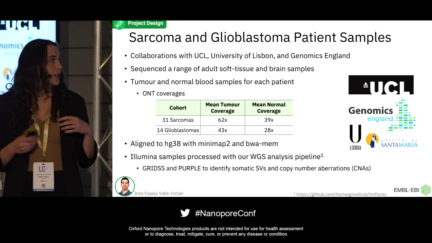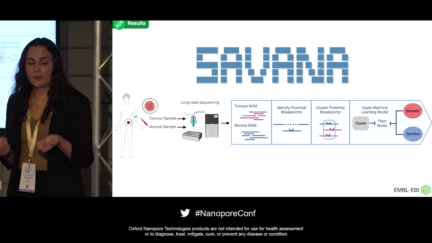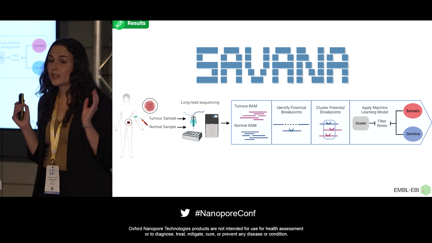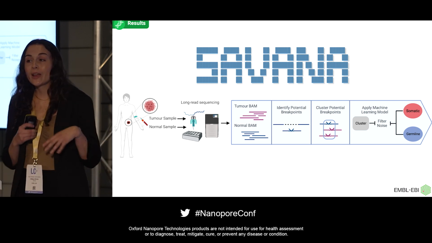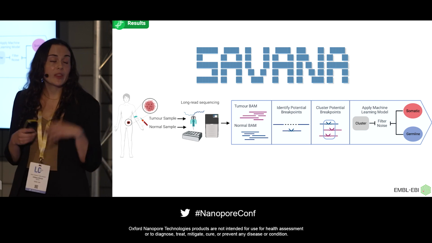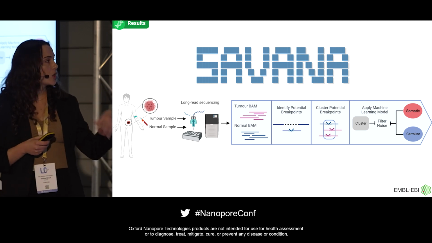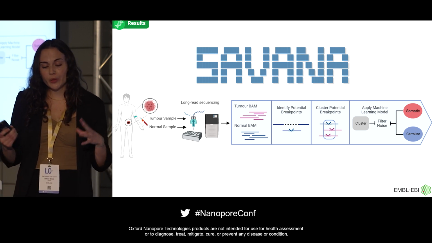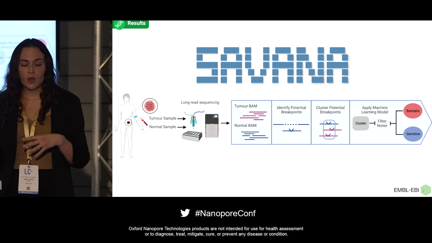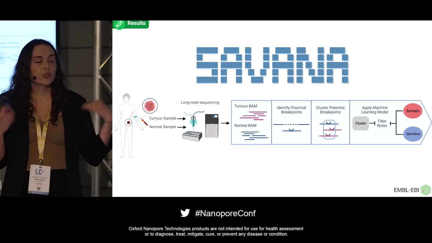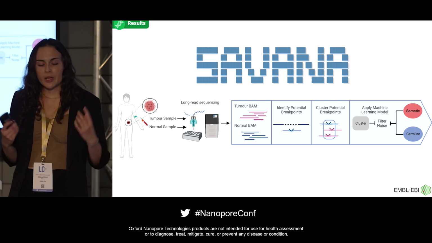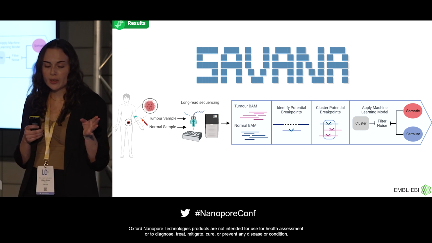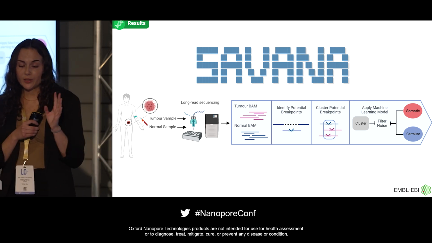So for my PhD project, I've been developing SAVANA, which is a somatic structural variant caller for long-read data. It's designed only for cancer samples, so it requires a tumor and a paired normal. And this would be a typical workflow of a project using SAVANA. So you take a tumor sample and a normal sample from the patient, perform long-read sequencing on each of those samples, align those samples to the genome, and then input the tumor and the normal BAM to SAVANA. We use the CIGAR string and supplementary alignments to identify potential breakpoints, and then cluster together potential breakpoints, with the tumor and the normal ones being clustered together.